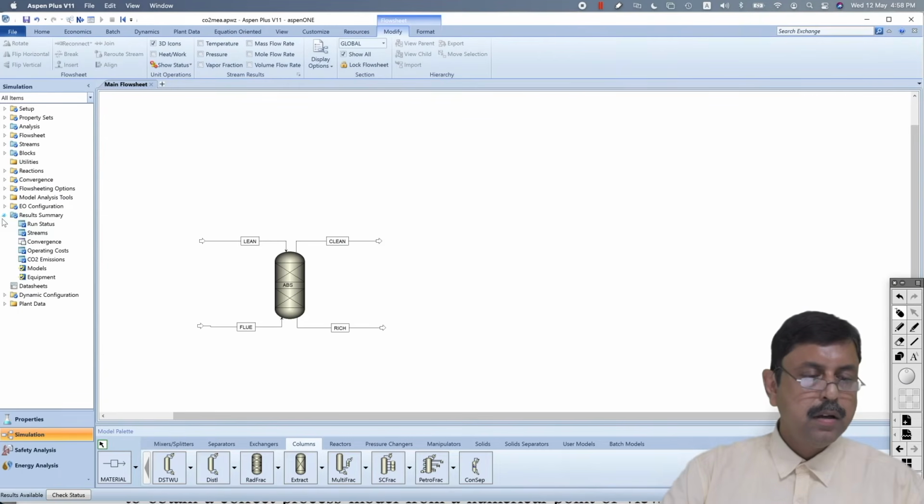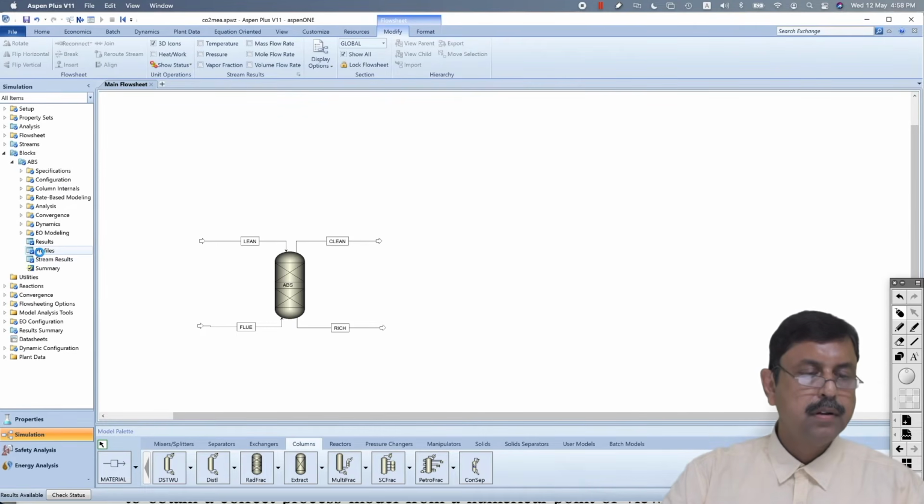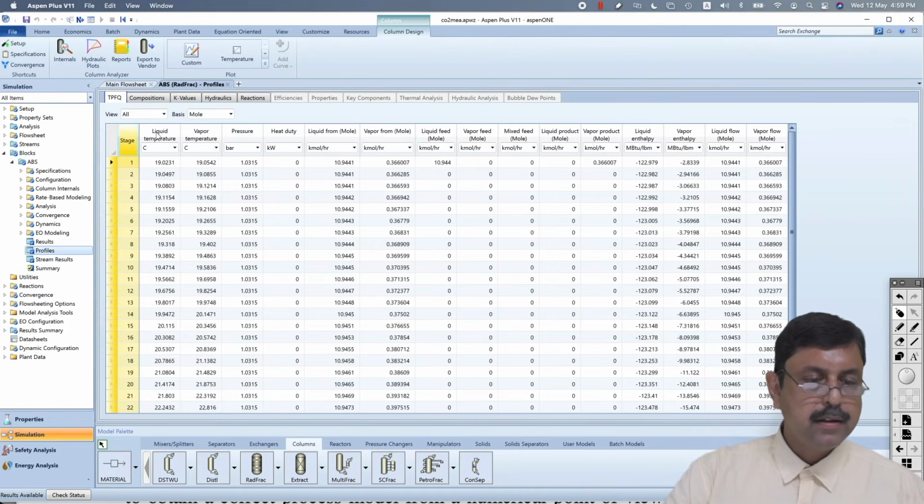Okay. Now let us check the profile of the liquid temperature. So for that, let us change it to Kelvin.